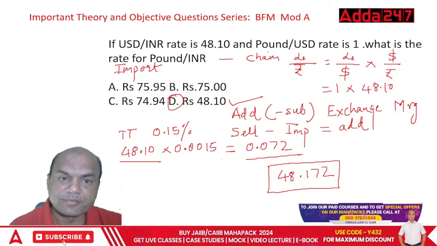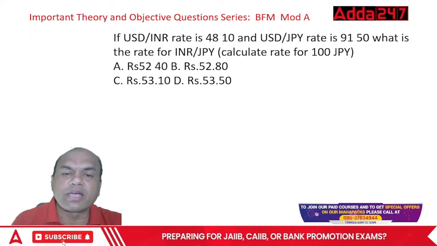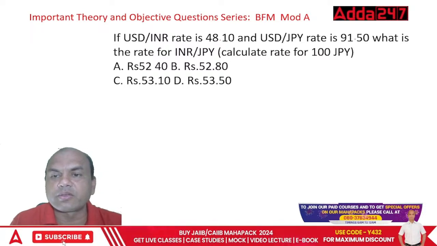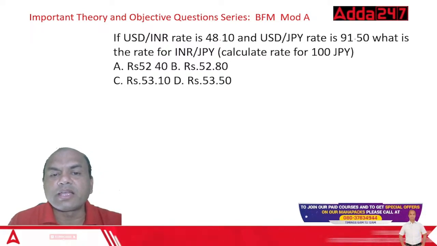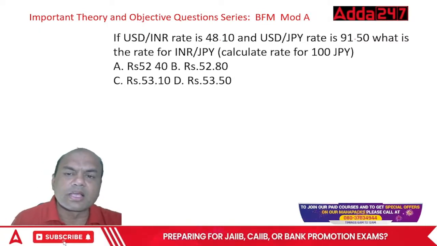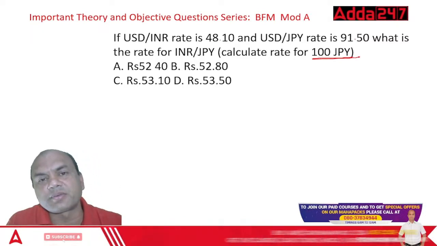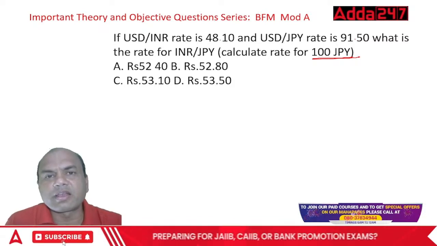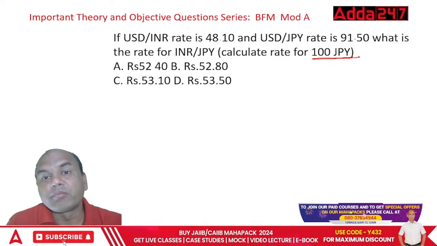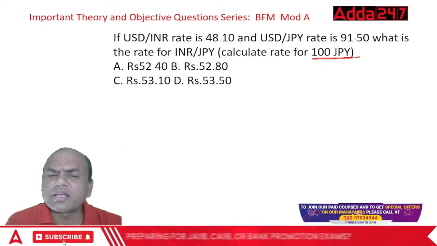Okay. Chalo, next one. USD INR rate is 48.10 and USD JPY rate is 91.50. What is the rate of INR to JPY? Now again, see here. What are you doing? You are again using the chain rule. Calculate the rate for 100 JPY. JPY is always calculated in terms of hundreds only. We never get the rate for 1 JPY because it's very small. But for getting this 100 JPY, we need to first get the 1 JPY rate. So again use the chain rule.